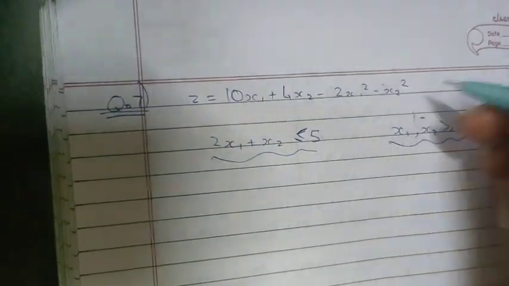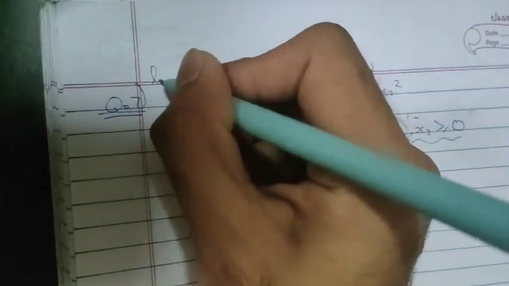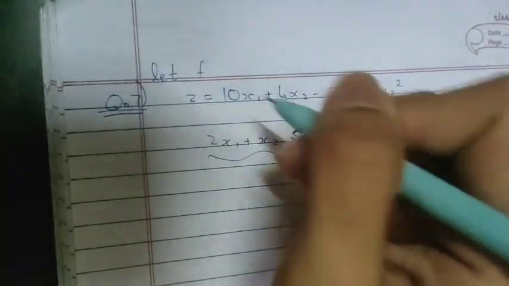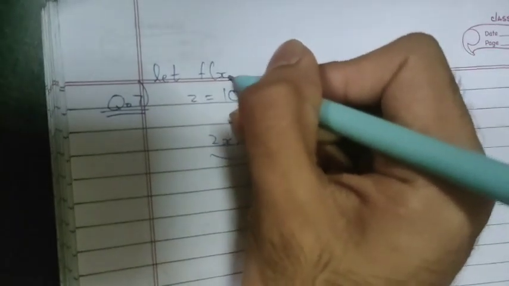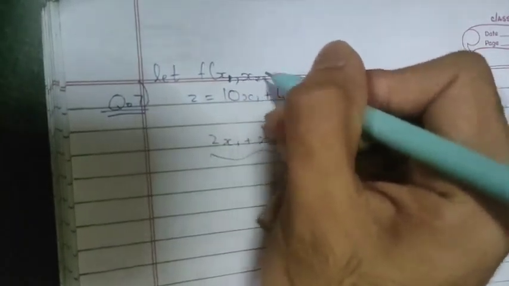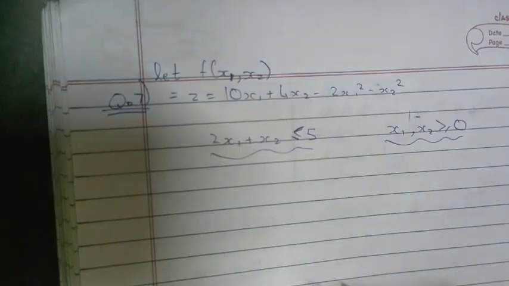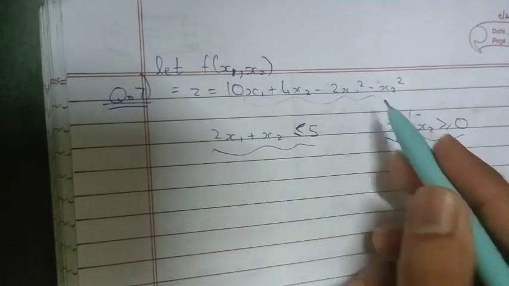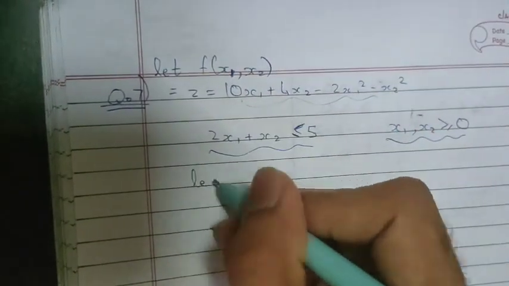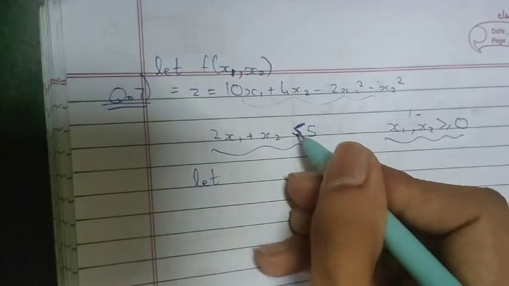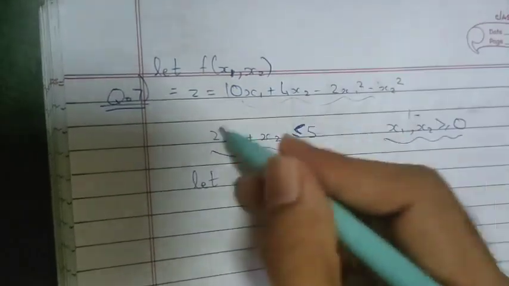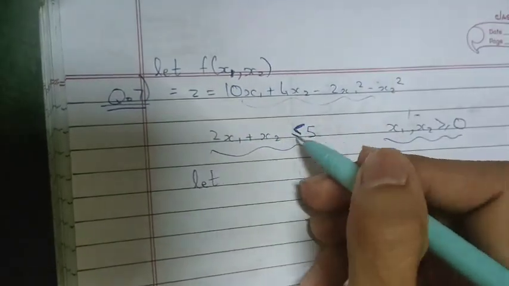Yeah, next question. In this question we are told to maximize the function that we are given. Firstly, I'm letting f of x equal to this function. Now we have a constraint, but it is in the form of an inequality.